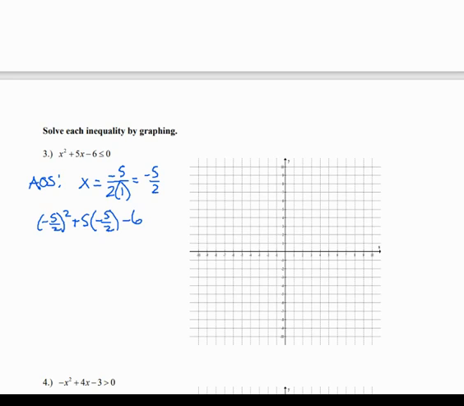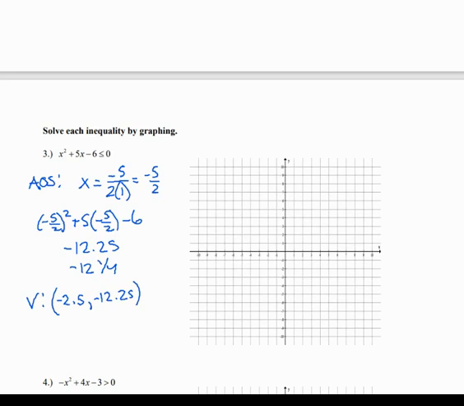And we will simplify that. So I'm just going to plug it all into the calculator. I get negative 5 halves squared plus 5 times negative 5 halves, and then minus 6. And this gives me negative 12.25, which of course is the same thing as negative 12 and 1/4. So my vertex is negative 5 halves, or negative 2.5, and negative 12.25.